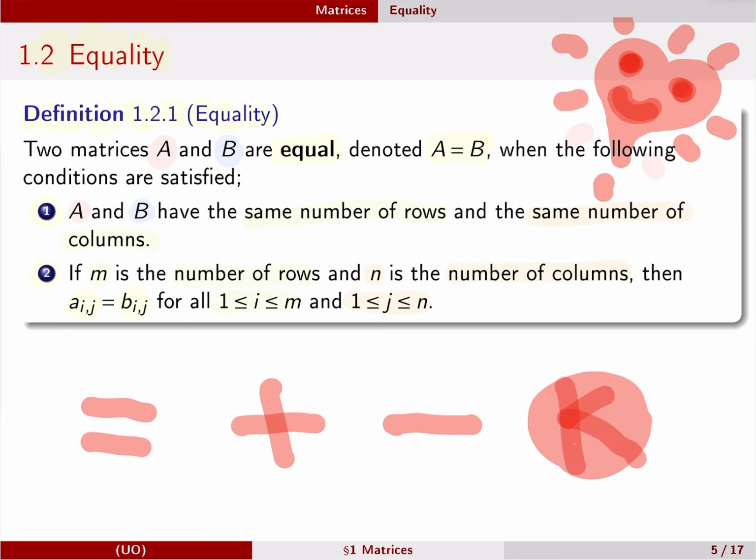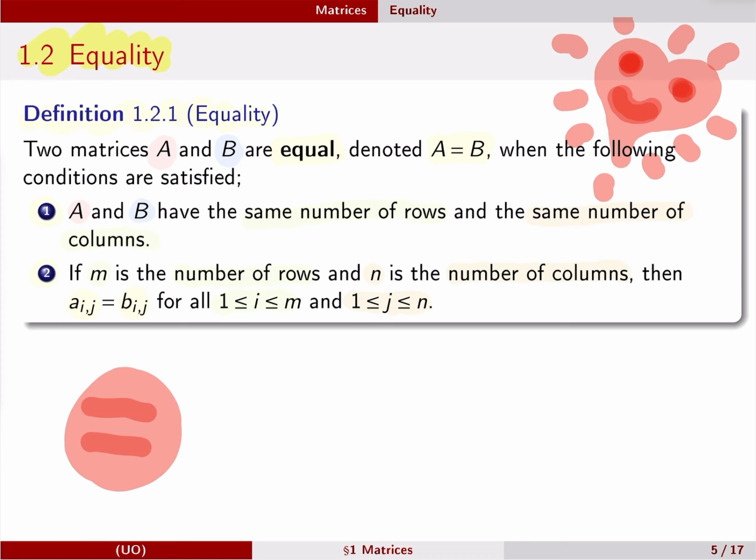All right, first up is equality. This is very standard in mathematics. When you introduce new objects, you want to be able to compare these new objects and define the notion of when are they equal or equivalent. So for matrices, what is the definition of equality? Two matrices, A and B, are considered equal, and this is denoted by A = B, using the equality symbol, when the two following conditions are satisfied.